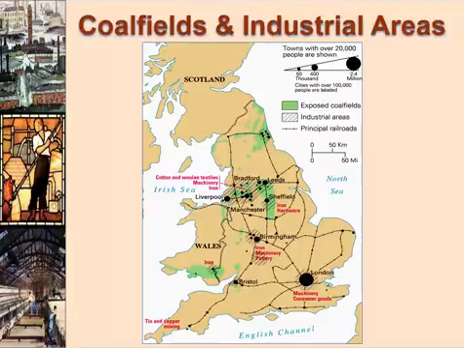Again, here you could see kind of where the coal fields are, where the larger towns are, where you have exposed coal fields, where you start to have industrial areas. So you see that coal fields and industrial areas tend to go hand in hand. And then, of course, England is going to have some of the earliest railroad systems.